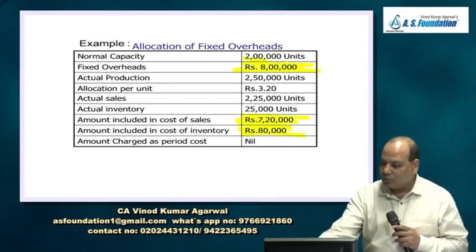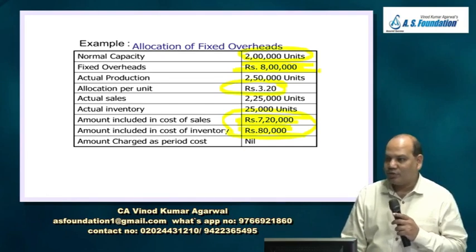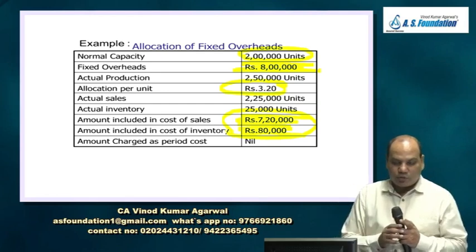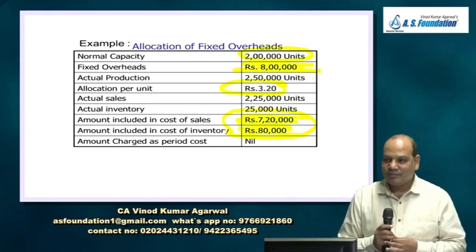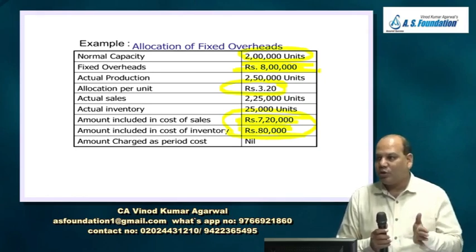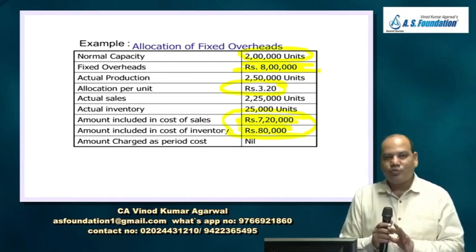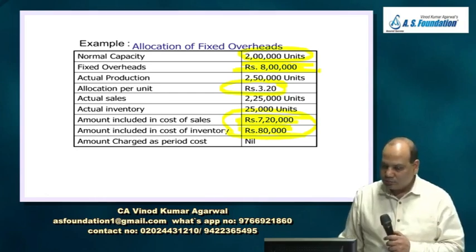If you would have taken 2 lakh, this will become 4 rupees, and the total of these two will exceed the 8 lakh rupees that you have incurred. So what is the rule you will follow for fixed overhead? Actual or normal, whichever is higher. Or you can say, if the actual is equal to or less than normal, use normal. If the actual is more than normal, then use actual. Okay.